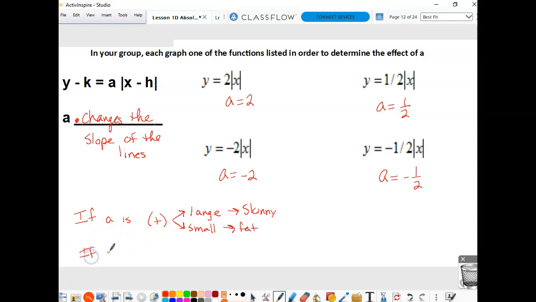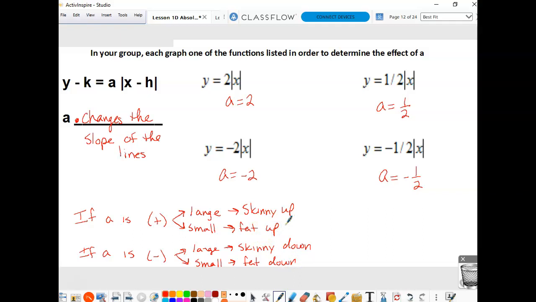But then if A is negative and large, like -2, we had skinny, and this time it opened down, where this one opened up. And when it was negative and small, like -1/2, it was fat and opened down, where this one opened up.